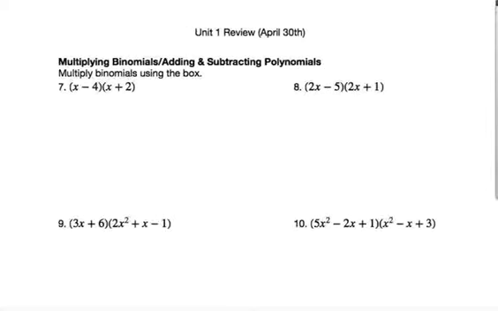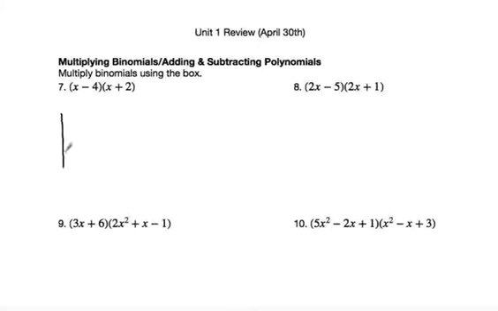Multiplying binomials and adding and subtracting polynomials. If you need to multiply binomials, you're going to use a box. Notice that you've got your two sets of parentheses not separated by a plus or a minus. When you see two sets of parentheses side by side, that means you are multiplying. We're just going to multiply using a box because it makes things a little bit easier to organize.